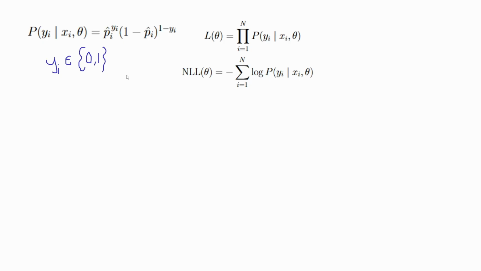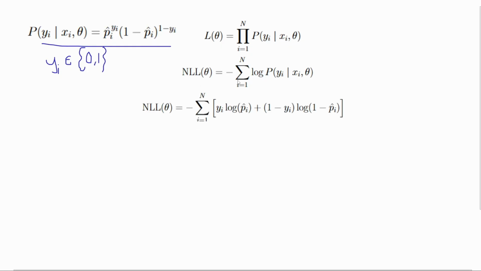So the natural distribution here is a Bernoulli distribution. If y was 1, this exponent is 0, so this term goes away, and we're just left with the probability of i. And if y_i was 0, then this term goes to 1, and this term crosses out, and we're just left with 1 minus the probability of i. Plugging this expression in, we get the following negative log likelihood.